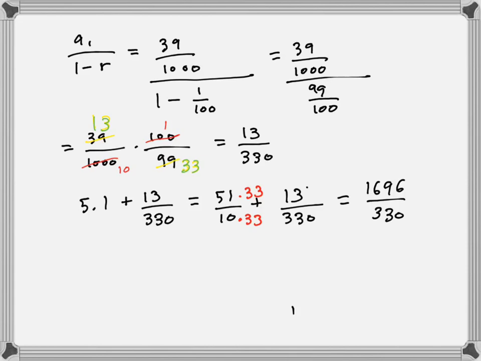1696, which reduces to 848 over 165. I guess only a 2 goes in. And this is our answer. In other words, I claim that 5.139 with a bar over it gives you 848 over 165. They're the same thing. And you could check that. If you do 848 divided by 165 in your scientific calculator, you will get 5.1393939. So pretty cool that we can use this method to write any repeating decimal as a fraction.